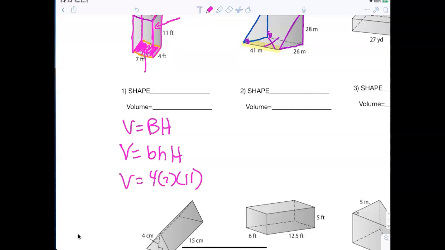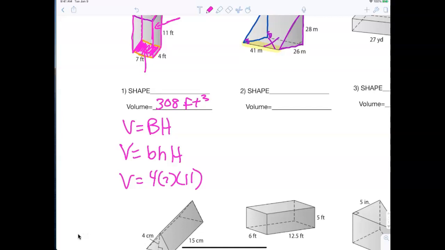Everybody do on your calculator now 4 times 7 times 11. Somebody tell me what that is. Is it 308? Yes. Now we're going to say 308 feet cubed. 308 feet cubed. Is everybody okay with that?